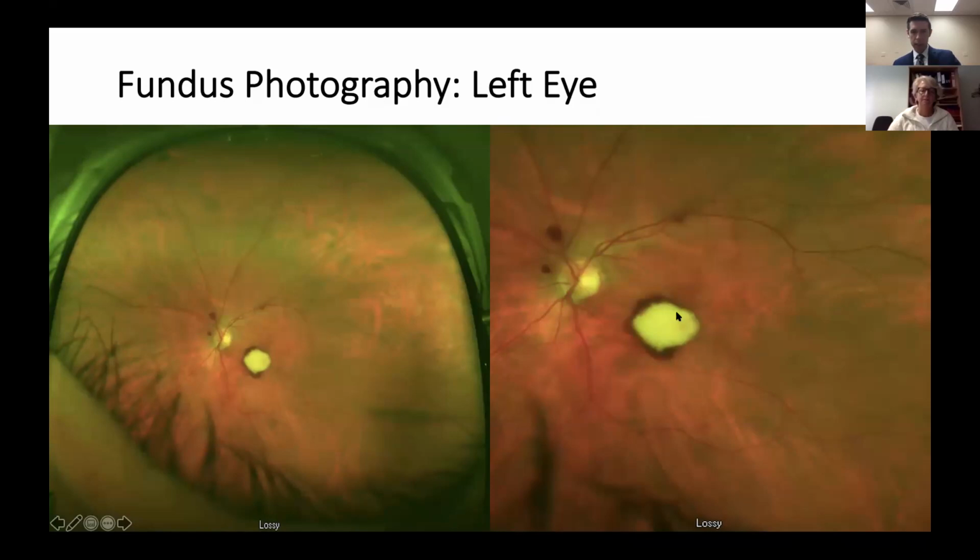And again, this dehemoglobinized blob with this ring of blood, almost a little bit more distinct, not quite as large as the other eye, but almost obscuring the fovea entirely. And this was her eccentric fixation eye overall.